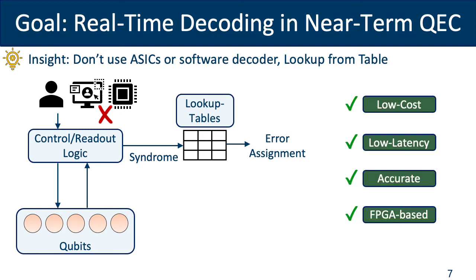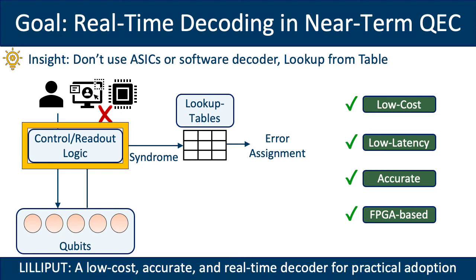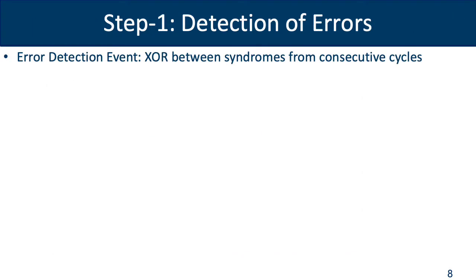LILLIPUT has low latency, low cost, and high accuracy. Moreover, it fits on off-the-shelf FPGAs, which allows seamless integration with existing systems, because FPGAs are already being used to implement the control and readout logic for current quantum computers. Now let's walk through the different features and implementation details of LILLIPUT.